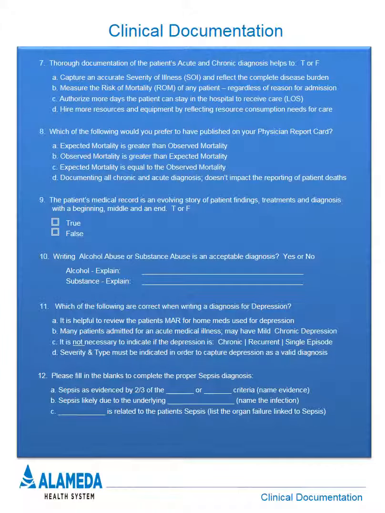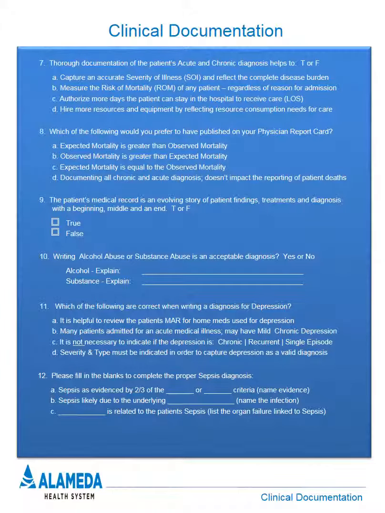Okay, next question, number 11. Which of the following are correct when writing a diagnosis for depression? A, it is helpful to review the patient's MAR for home meds used for depression. B, many patients admitted for an acute mental illness may or may not have a mild chronic depression. C, it is not necessary to indicate if depression is chronic, recurrent, or single episode. And D, severity and type must be indicated in order to capture depression as a valid diagnosis. So the answer to this question, and also number 10, is on your tip sheet guide on the very first page under social and dependency.